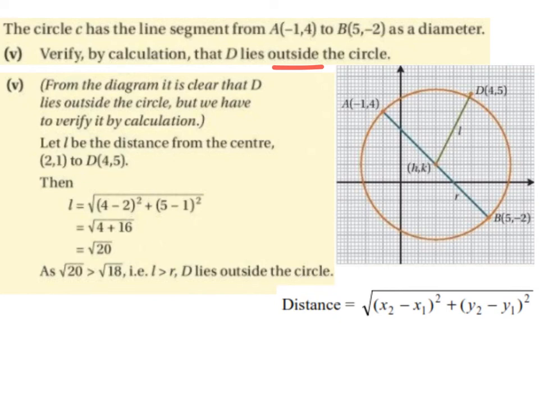Alternatively, you could substitute (4, 5) into the equation of the circle, so swapping the x for 4 and the y for 5. And again, you would end up getting your answer to be greater than 18, which would also verify that the point lies outside the circle. If you ended up getting these two values to equal each other, that would tell us that the point was on the circle. And if you end up getting a less than sign, then you would know that the point was inside the circle.